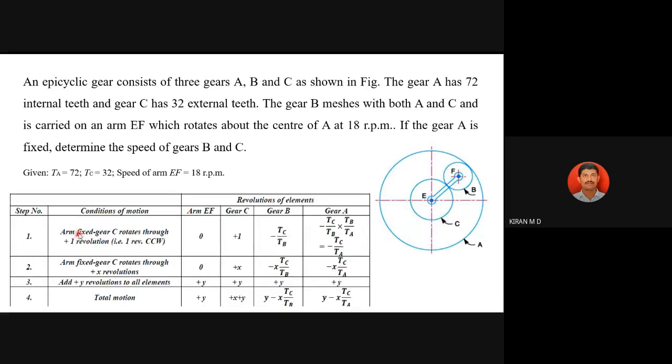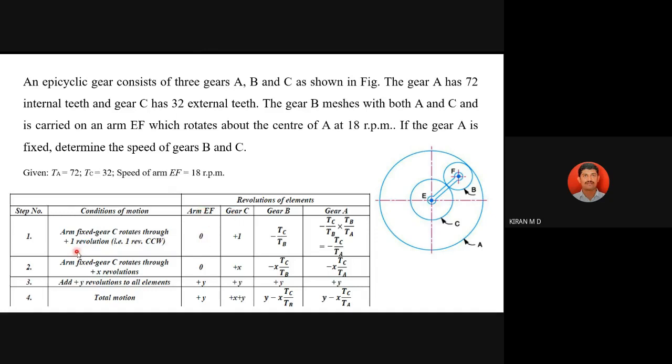Now, first row: arm is fixed. First, the arm you have to fix. Second, the gear you have started with should be +1 revolution, that is 1 revolution in counterclockwise direction. So now, arm is fixed means the speed of the arm is 0 rpm.